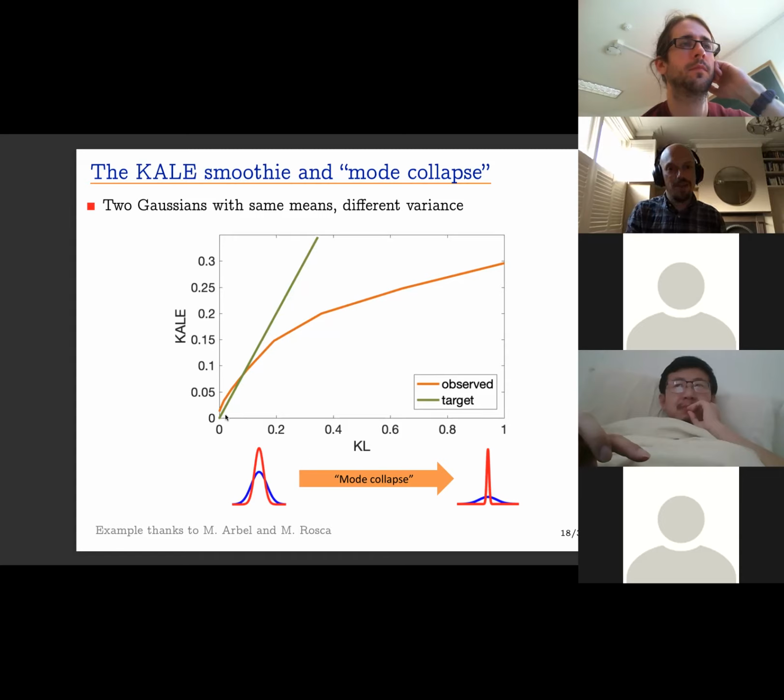In this green line here, this is in a sense what we would like our divergence to do, which is that our KL, our variational lower bound, should increase exactly in step with our KL. However, that's not what happens, right? What we observe is this orange line here, which is that the KL lower bound is going up a lot slower than it should.